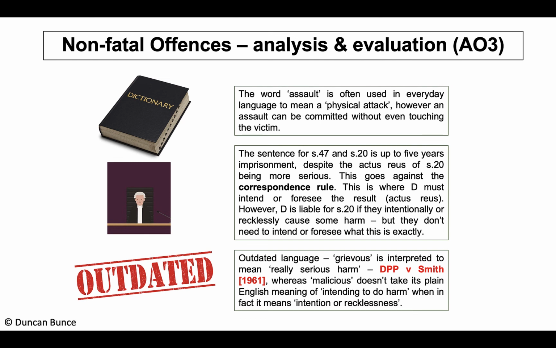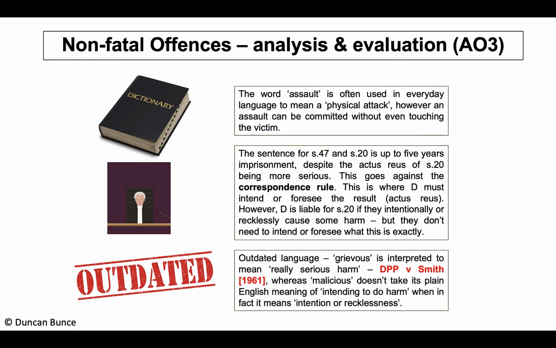The sentence for section 47 and section 20 we briefly mentioned. Despite section 20 being more serious than section 47, because 20 deals with wounding and GBH, both reflect 5 years imprisonment. Now, this goes against something known as the correspondence rule. You might be asked this in your 15 marks question. The correspondence rule, this is where the defendant must intend or foresee the result, that actus reus.